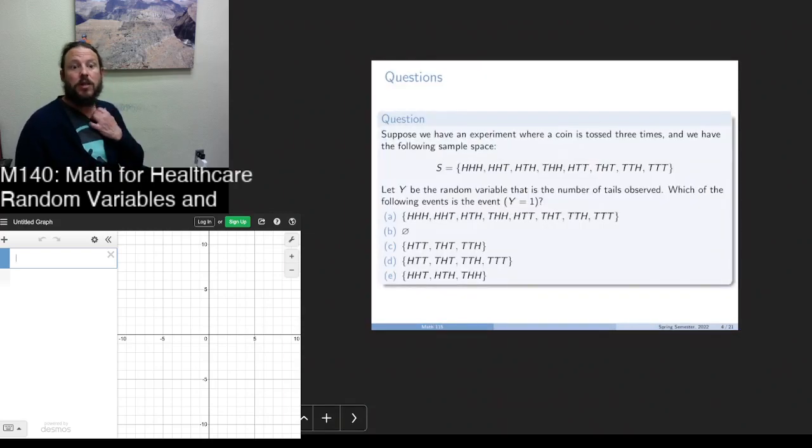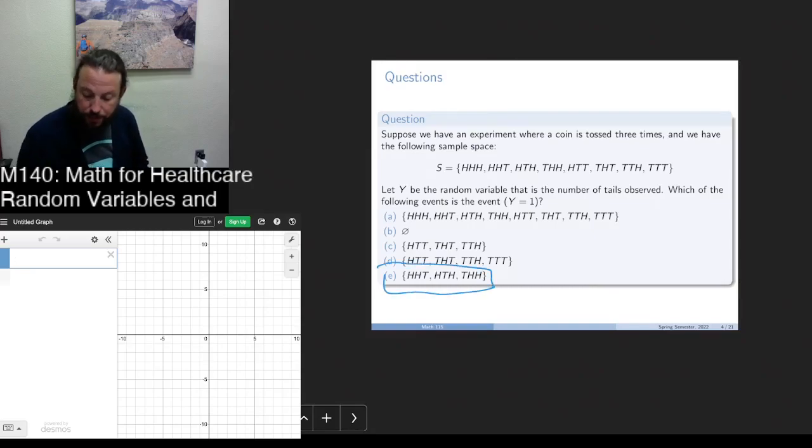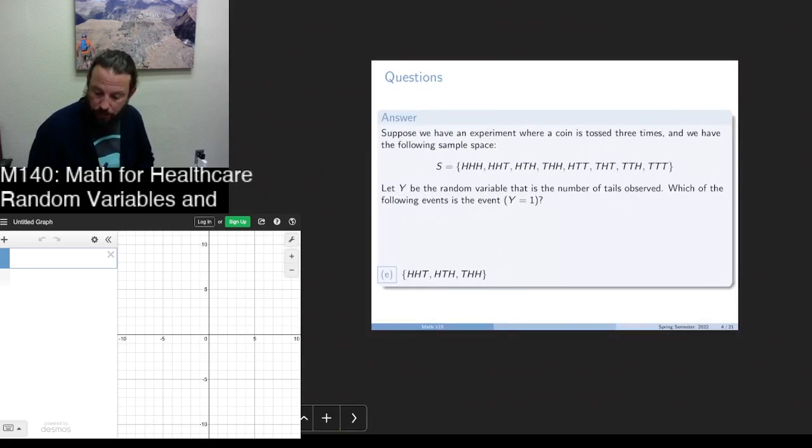Now, let's suppose we have an experiment where a coin is tossed 3 times. We have the following sample space. Now, do you remember we're tossing a coin? Last time we said we're going to call this binomial, and we'd actually say it's a binomial random variable. But now let's say y is a random variable as the number of tails observed. Which of the following events is the event y equal to 1? What is it? It's the number of tails. So when we have 1 tail. Oh yeah, looks like E to me, right? That's the event where we have 1 tail.